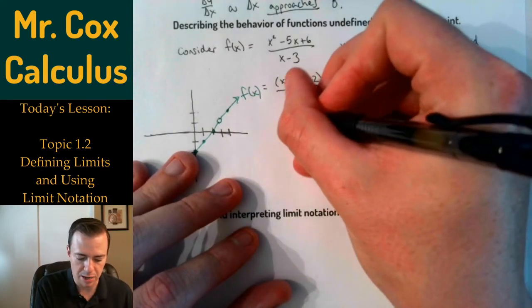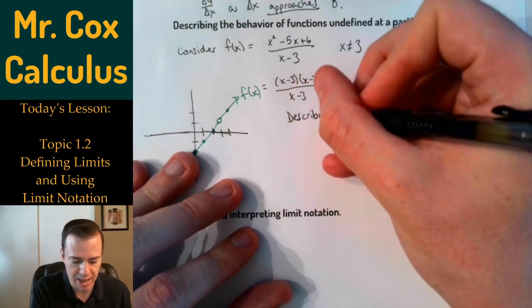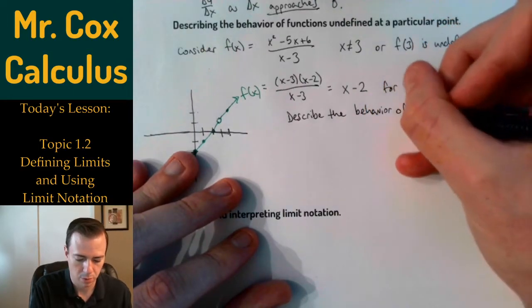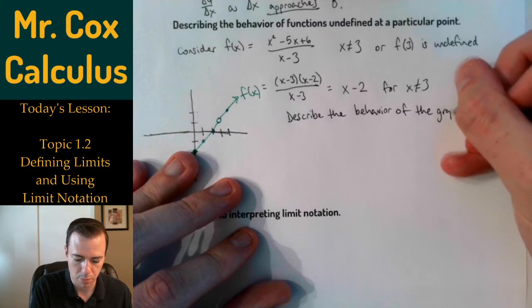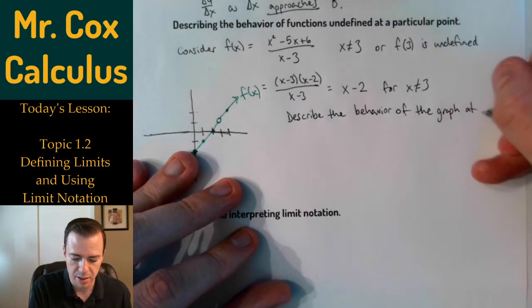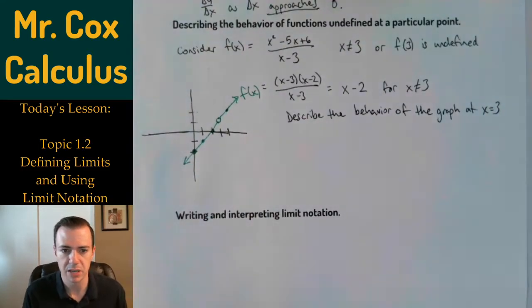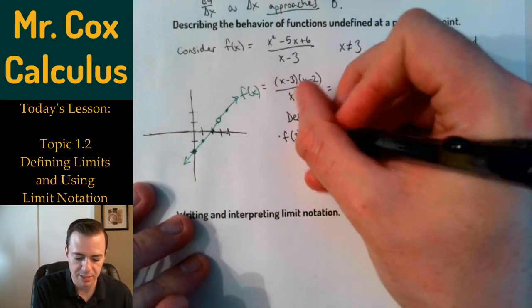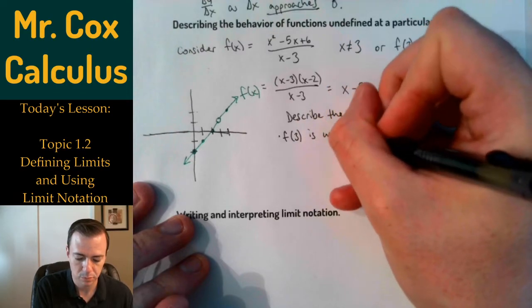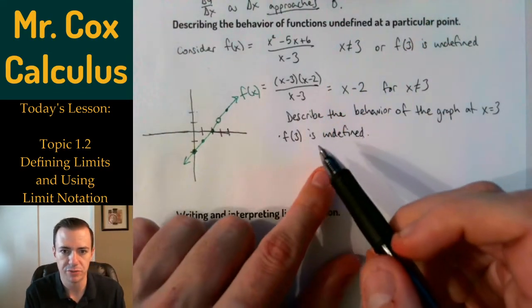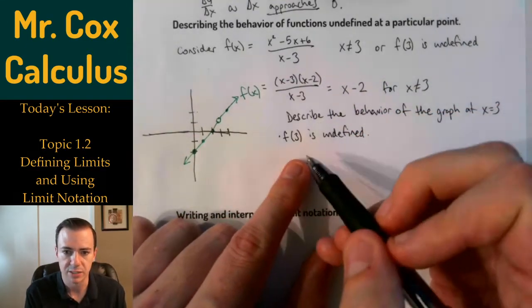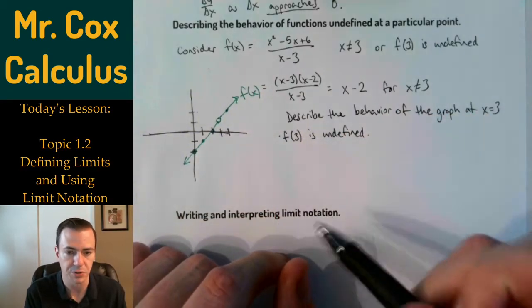So let's take a moment to describe what's actually happening. Describe the behavior of the graph at x equals 3, because there are some things that I can say. First and foremost, and never lose sight of this, I can say that f of 3 is undefined. If I go back to my original function and I substitute 3 in, I get 0 in the denominator, which I can't do. So f of 3 is clearly undefined. That's why there's a hole there.